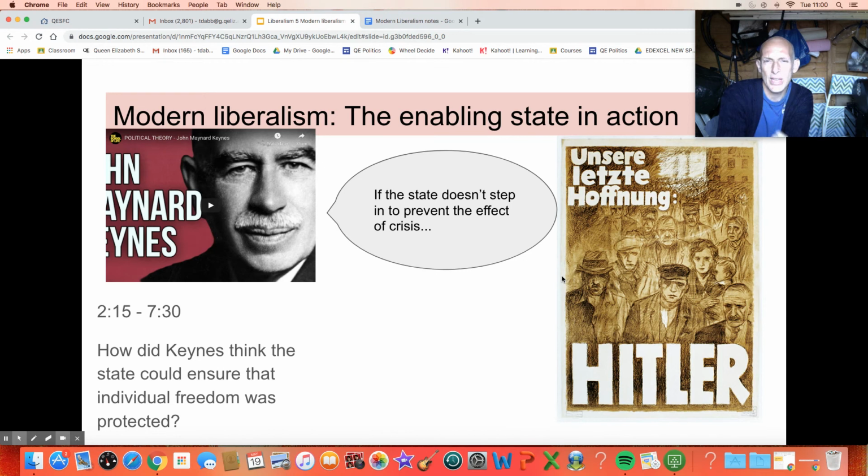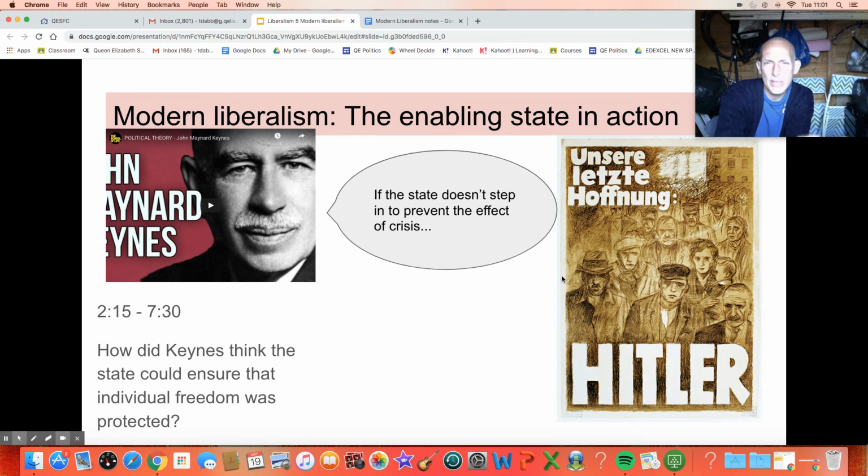If the state steps in and guarantees that people have enough money in their pockets by making sure there's a minimum wage, or if necessary, welfare payments, but also if the state creates jobs by paying for bigger public services or having big building projects and so on, then that in itself creates wages which then go into the rest of the economy and so on.